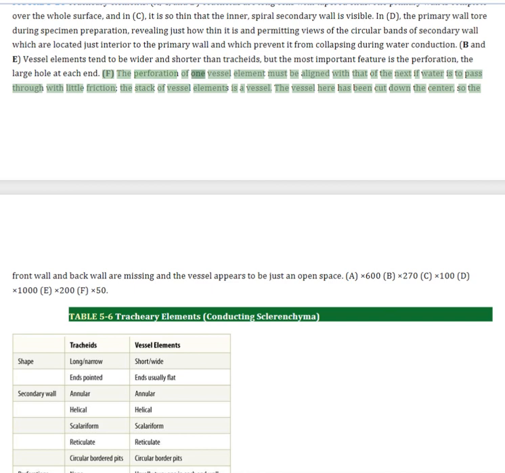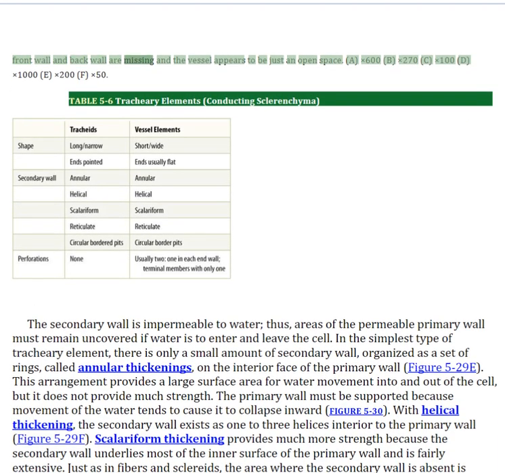The perforation of one vessel element must be aligned with that of the next if water is to pass through with little friction. The stack of vessel elements is a vessel. The vessel here has been cut down the center, so the front wall and back wall are missing and the vessel appears to be just an open space.